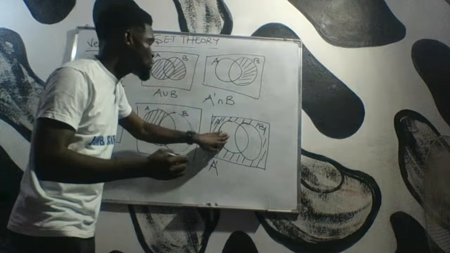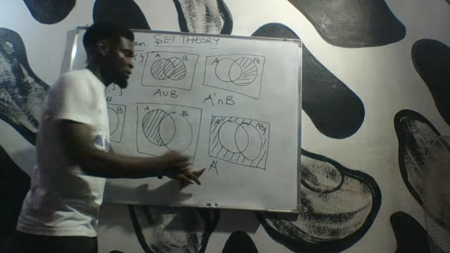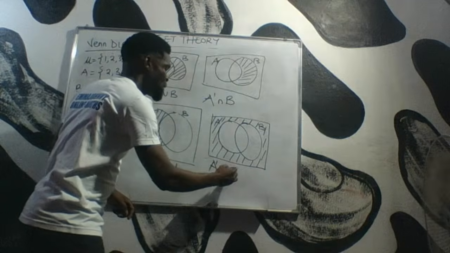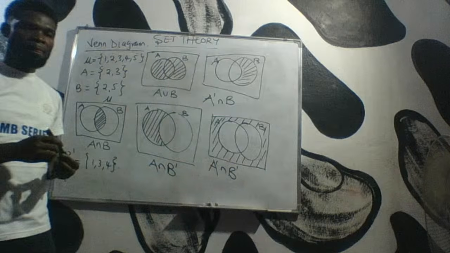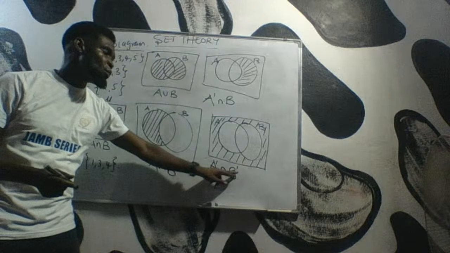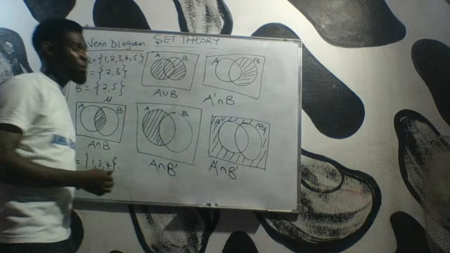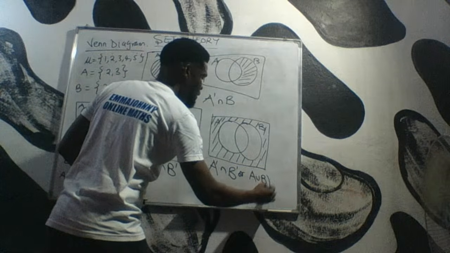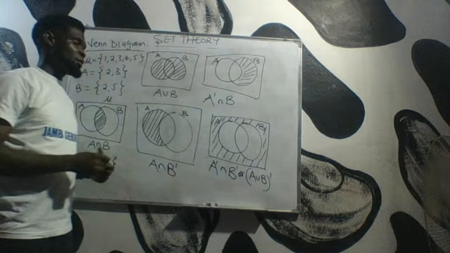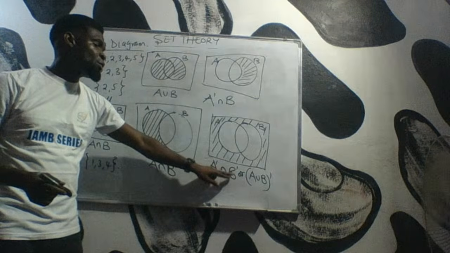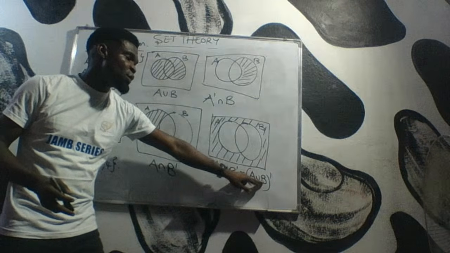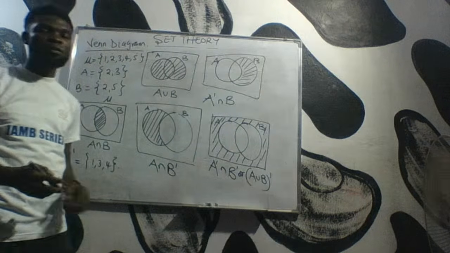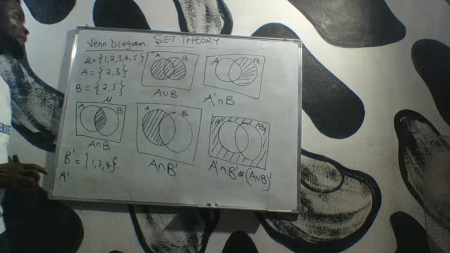That means those elements that are not in A are in A complement. And those ones that are not in B are in B complement. That means this is A complement intersection B complement, or we can write it as A union B all prime. A complement intersection B complement is the same thing as A union B all complement. That is what we call De Morgan's law of sets.